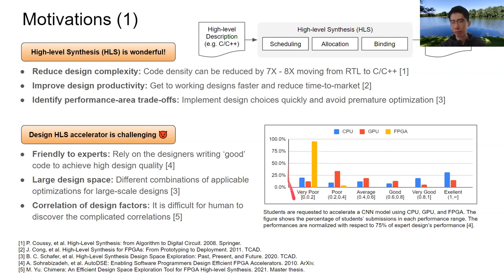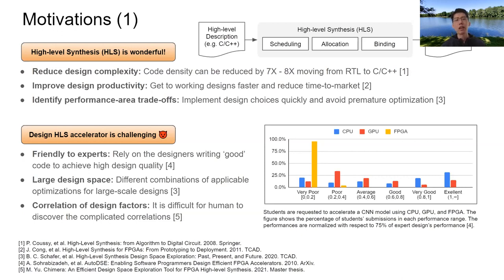almost all of the FPGA submissions fall into the range of 0 to 0.2. That means HLS synthesis somehow relies on the designers to write good code to achieve a high design quality. There is a large margin between experts and newcomers. So we can say HLS synthesis is more friendly to experts.